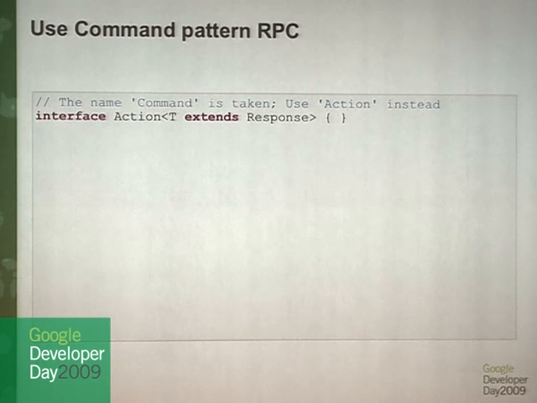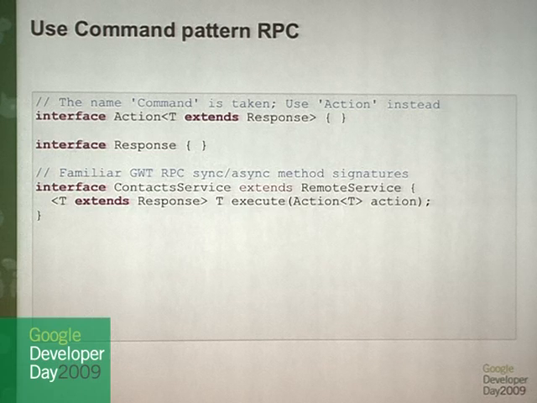Now we use what we call the command pattern. So we send a command to the server. Because command is taken, I'll say action, but it's the same thing. So we have an interface action, and it's parameterized by a response. And then we have a simple response interface. So action is what goes from the client to the server, and the response is what comes back from the server to the client.